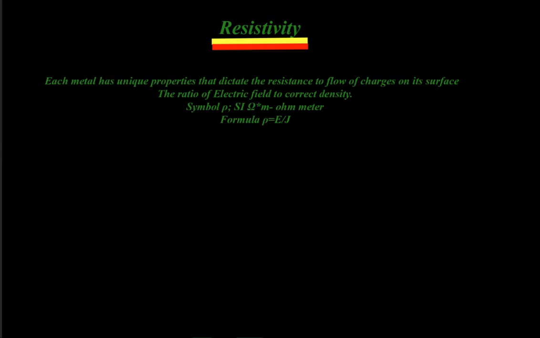All right, so let's start with resistivity. Resistivity is basically a property unique to each metal that you can look up on a table or look up online nowadays, and it's going to be what dictates the resistance that the electrons face when they're moving across the surface of a conductor. Mathematically speaking, the symbol is the Greek letter rho. The SI unit is going to be the ohm meter.